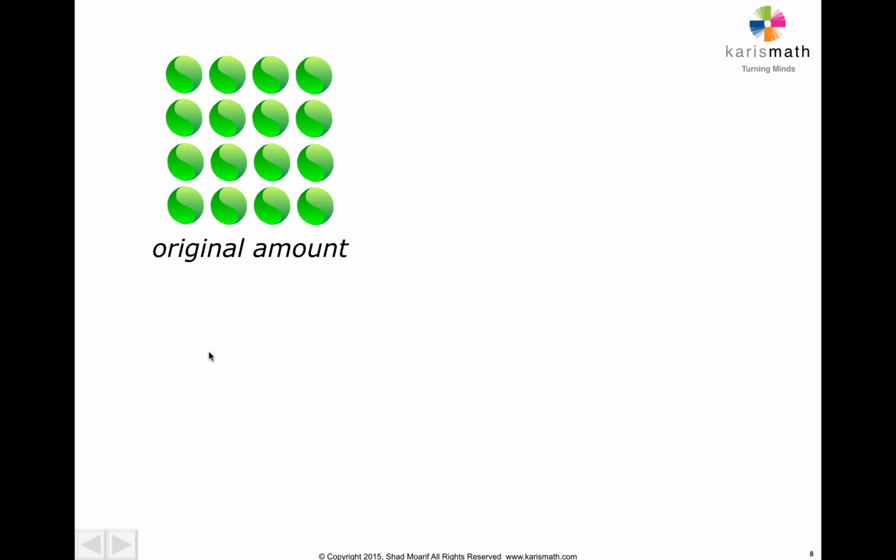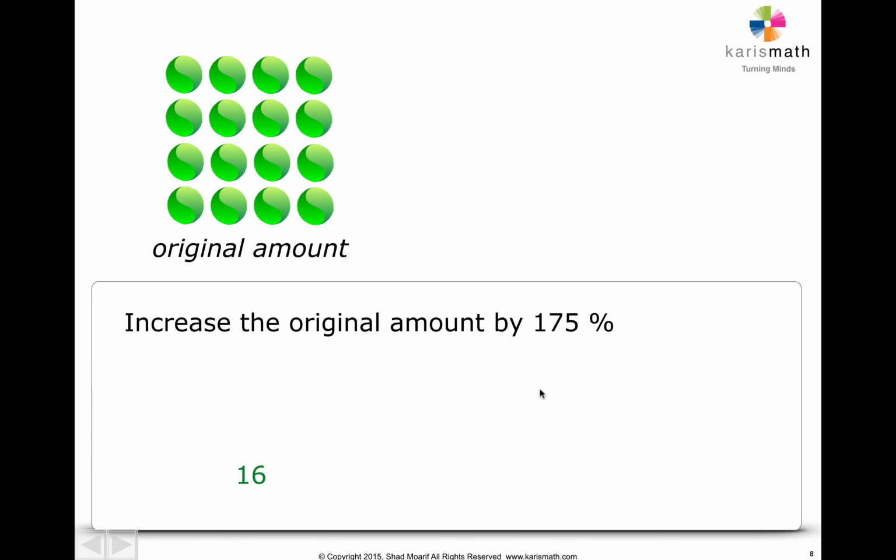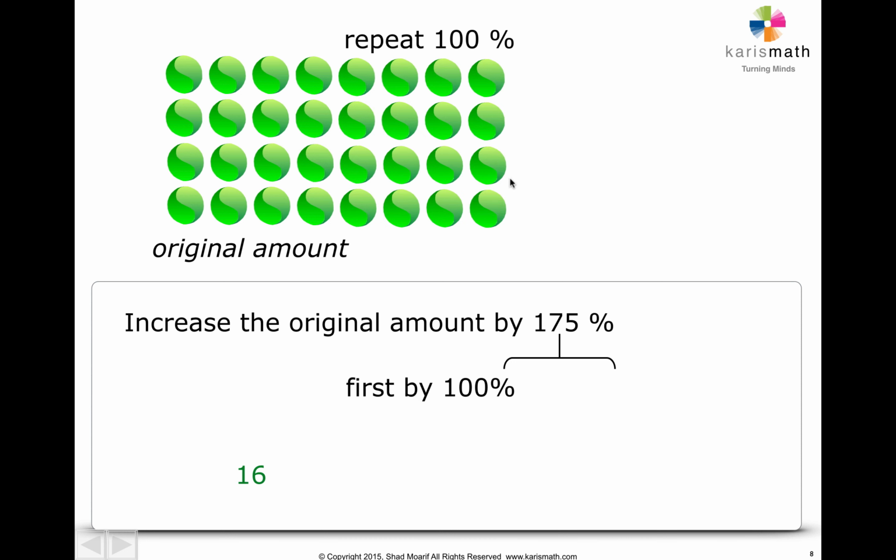Now let's see how we can take this original amount and increase it by 175%. What does that mean? 100% means we first take 100%, which is all 16 of it. We start with all 16 of them, and then repeat that and add it to this, basically meaning repeating 100%. So that's another 16. And then we take 75% of all of this.